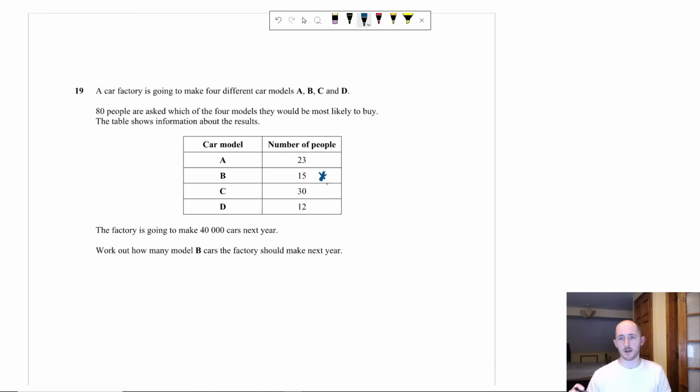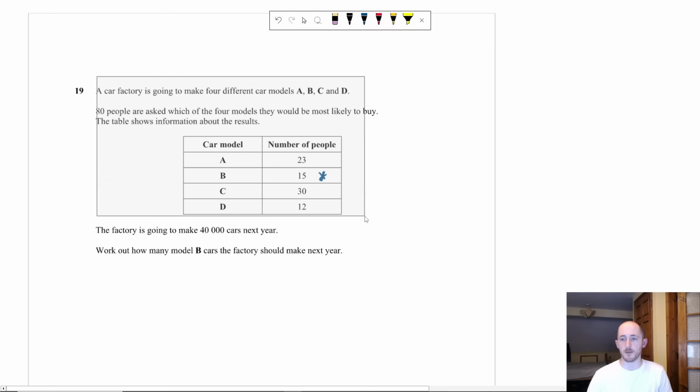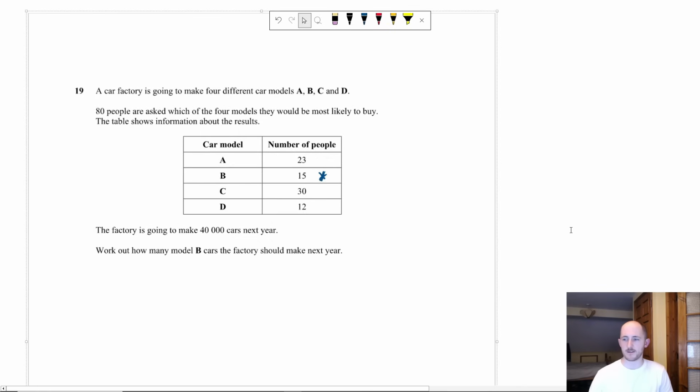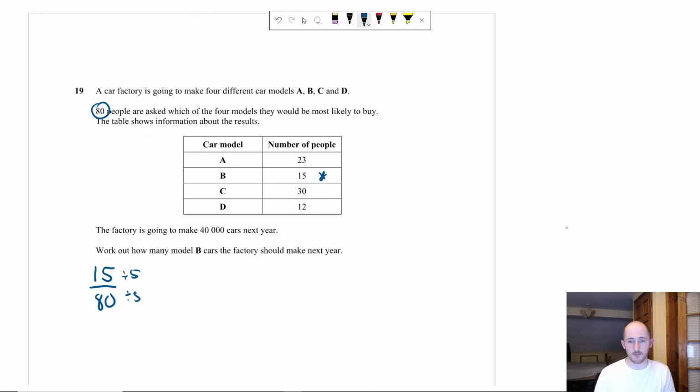So the way this works is you use this information in the table to work out how many they should make. So the way we do that is we work out what fraction of people liked Model B. So I take the 15 and I divide it by the number of people we have, which is 80. I'm going to simplify this by dividing top and bottom by 5 because I believe it will make my life easier. It's 3 over 16, which isn't much easier.